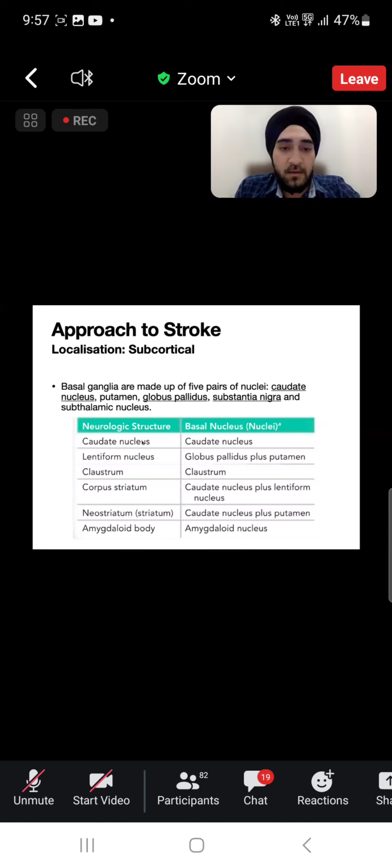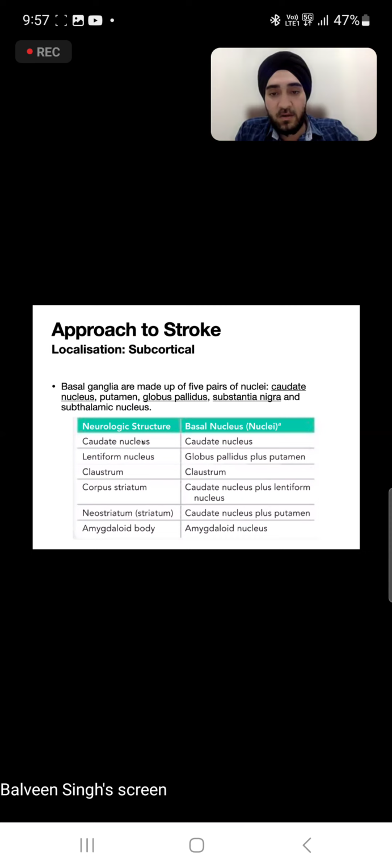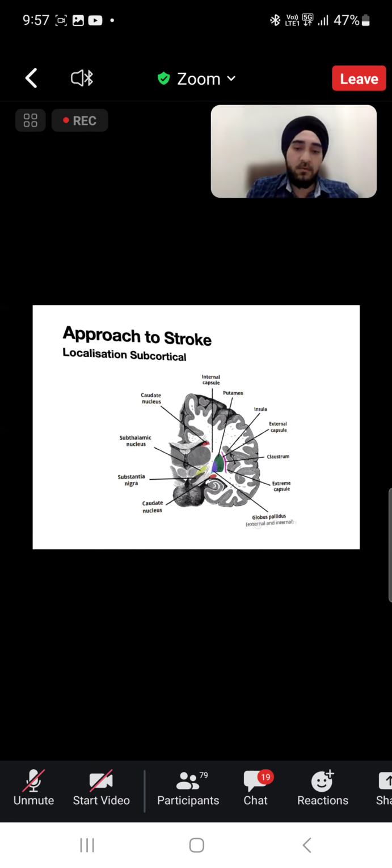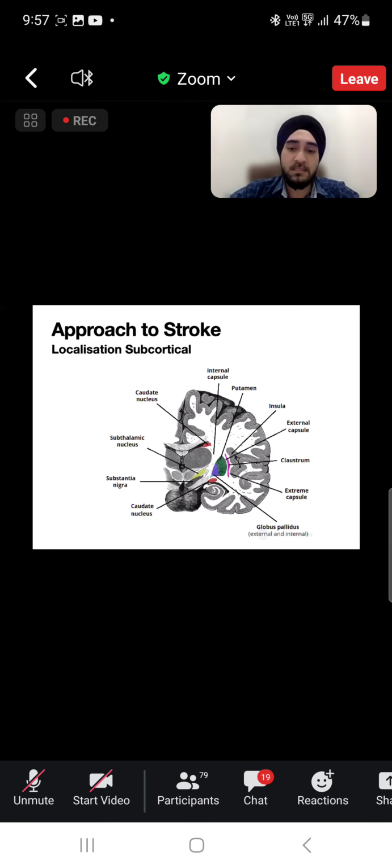See, you have caudate nucleus, also called the caudate nuclei. You have a lentiform nucleus, which is a lens-shaped nucleus, which has putamen plus globus pallidus. You have a claustrum. You have a corpus striatum, which is caudate nucleus plus lentiform nucleus. You have a neostriatum, which is caudate nucleus plus putamen, and you have an amygdaloid body. So now we are going to go a little bit into the subcortex. See, this was all cortical area.